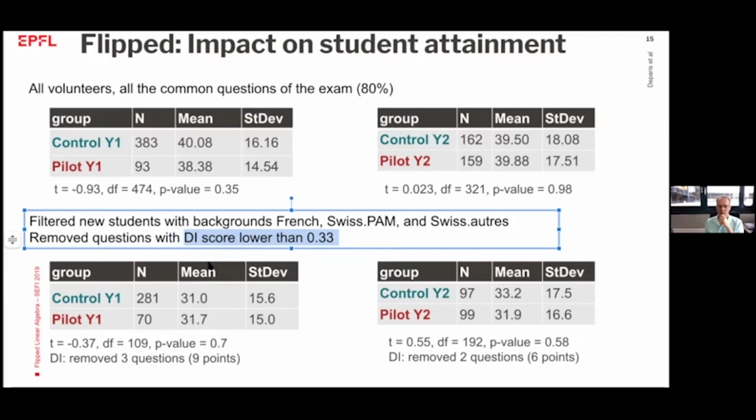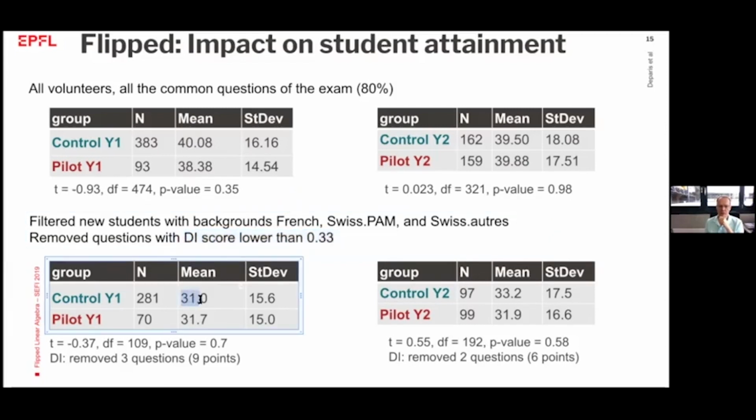So you see there are fewer questions. The mean now is 31 and 31.7 for the control and pilot in the first year, and 33 and almost 32 for the second year. And again, the populations are not distinguishable.